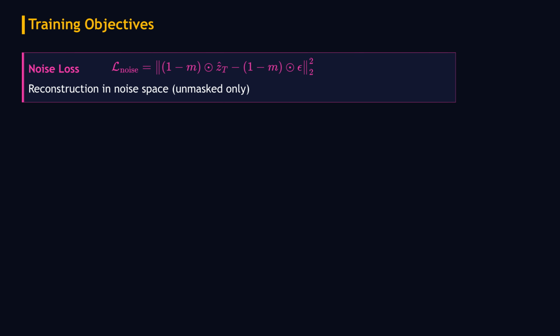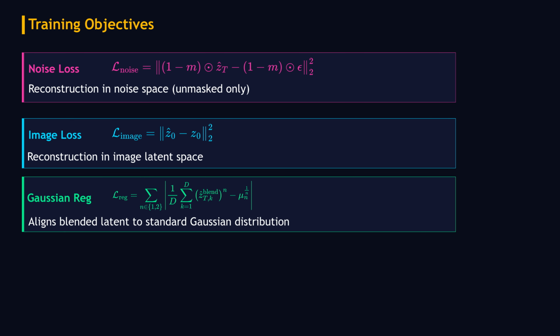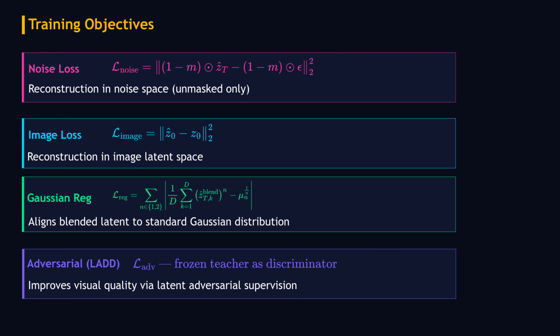Let me summarize all our training objectives. The noise loss reconstructs the noise latent in the unmasked regions only, since the masked regions contain no meaningful information. The image loss ensures the reconstructed image latent matches the ground truth. The Gaussian regularization loss aligns the blended latent to the standard Gaussian distribution. We also use adversarial loss following LAD, where the frozen teacher model serves as a discriminator to improve visual quality.